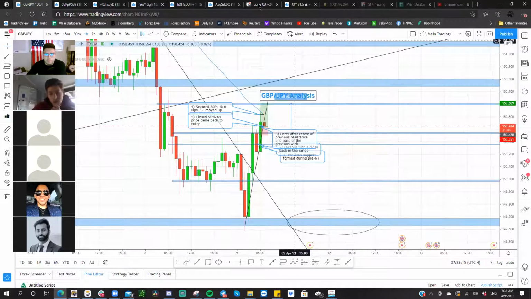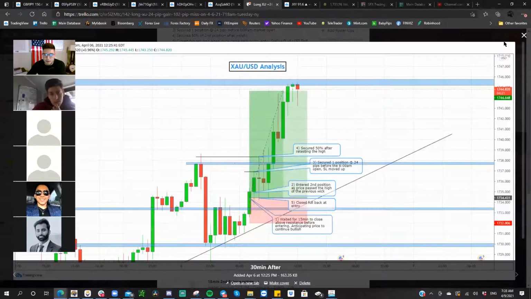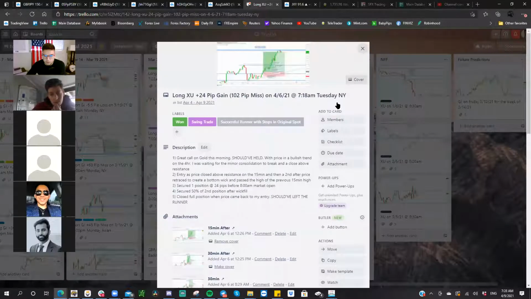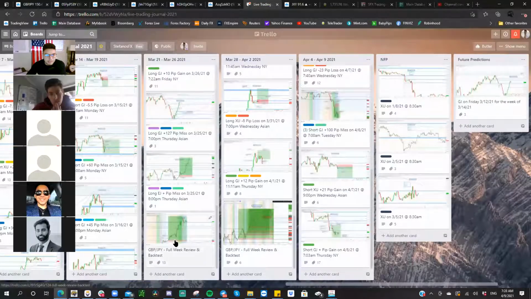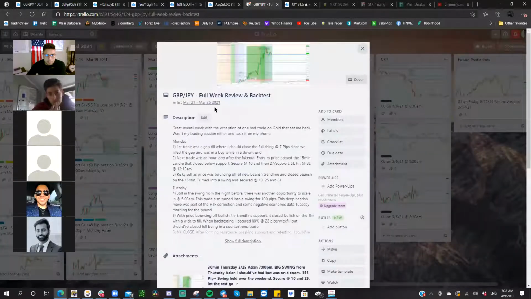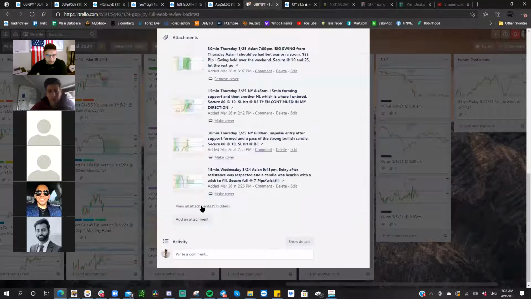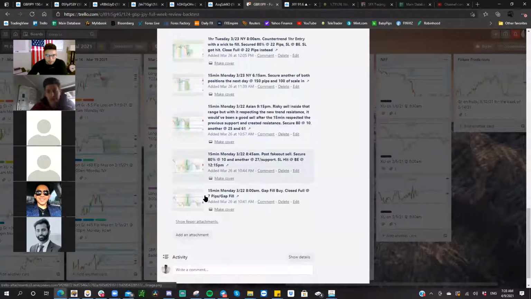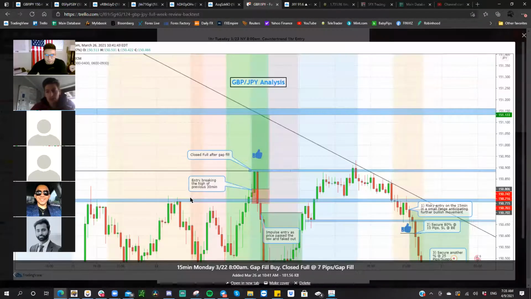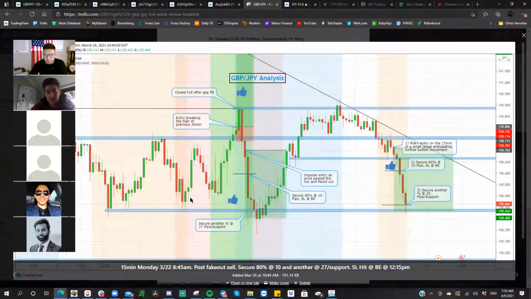Also, I recommend you guys doing this. At the end of your week, like today, when we're done with our session, do a full week review. If you have the rewind tool on TradingView, go back and backtest the entire week and see the trades you would have caught, see if they're any different than the trades you actually did catch, and compare those.